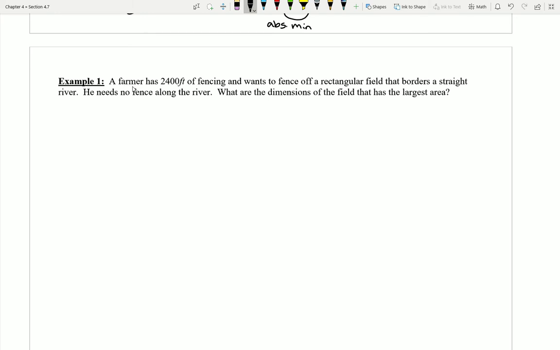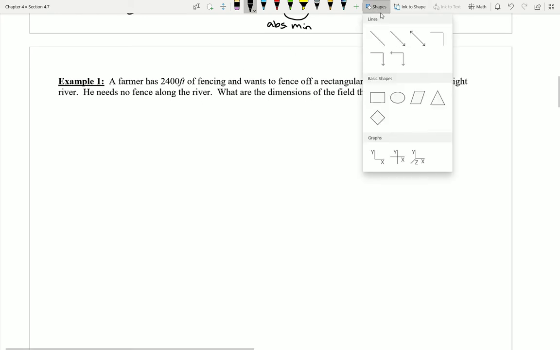So let's see. A farmer has 2,400 feet of fencing, and they want to fence off a rectangular field that borders a straight river. Now he needs no fence along the river side. And so the question is, what are the dimensions of the field that would ultimately produce the largest area? Okay, so I have a farmer with some fence. He's trying to build a field or fence in a field, and it's next to a river.